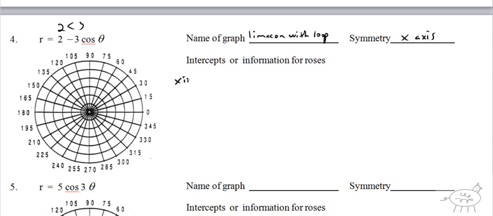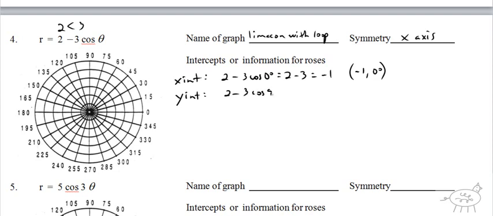So let's do it. An x-intercept is going to be when theta is 0, so we have 2 minus 3 cosine of 0, which is 2 minus 3 times 1, or 3, which is negative 1. So we have negative 1 comma 0 degrees. Another y-intercept, 2 minus 3 cosine of 90. Cosine of 90 is 0, so it's 2 minus 0, which is 2. So it's 2 comma 90. An x-intercept is 2 minus 3 cosine of 180.